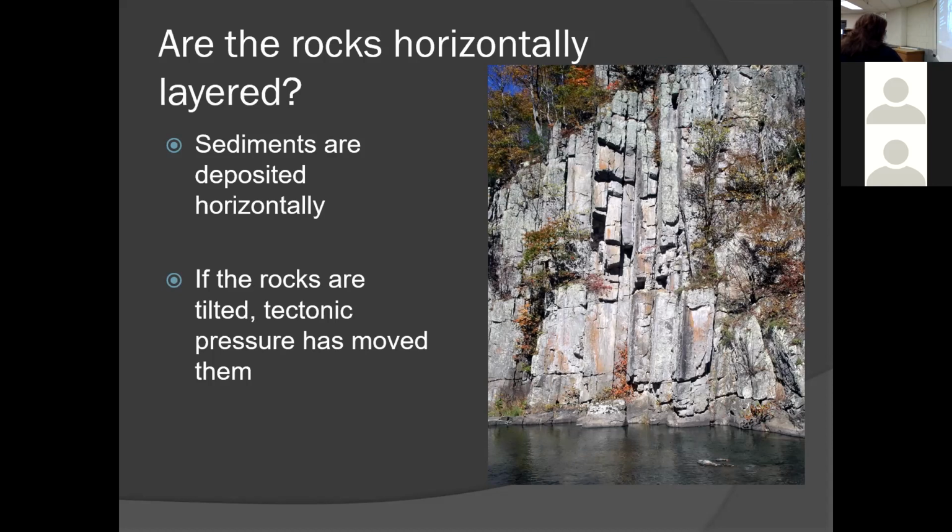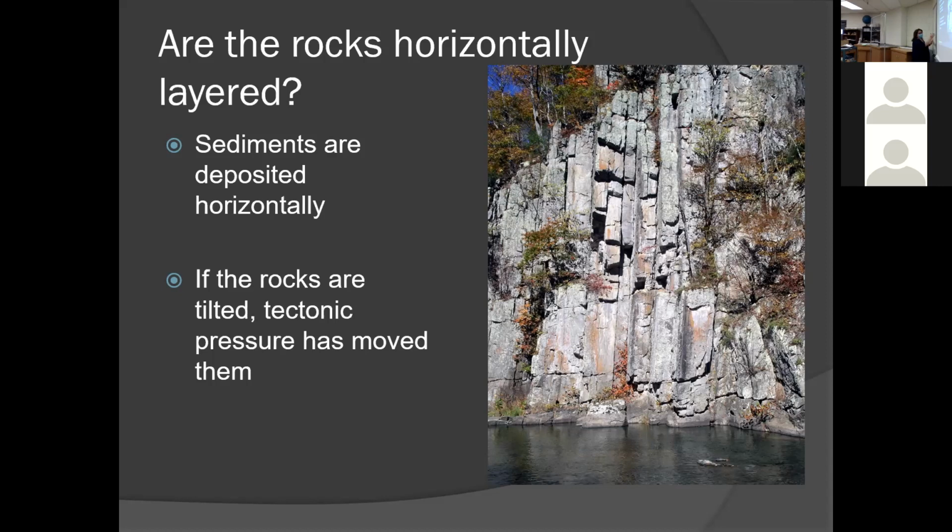Let's see again. The draw. Where do I lay my stuff? There we go. So if rocks are tilted up like this, or folded, I should say, like this, what shape, what letter does that remind you of? Yeah, looks like an A to me. That's good, because that means it's an anticline.